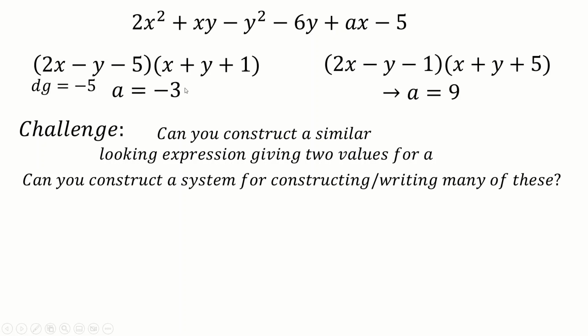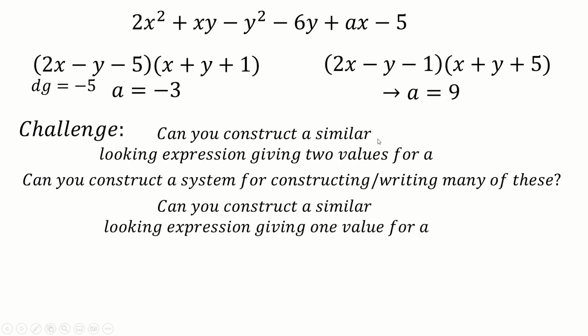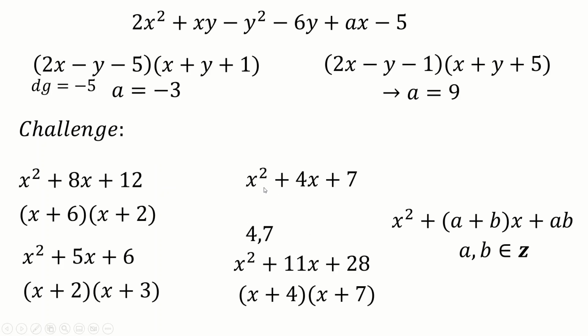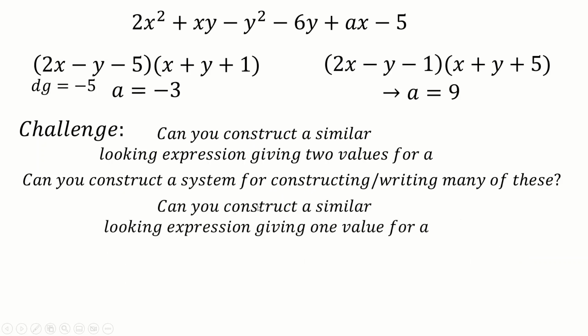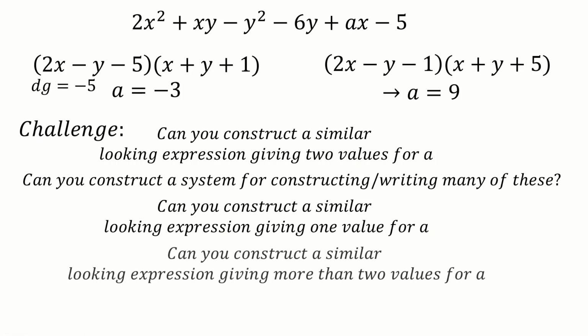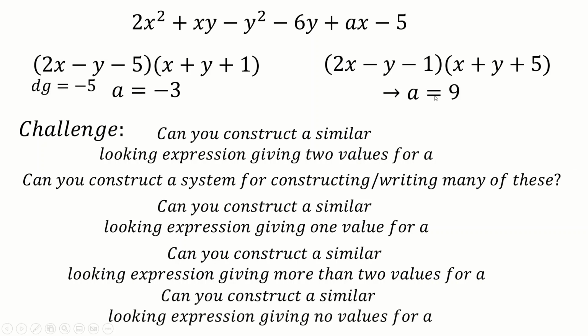Of course, you could change it up even more. You could say, what if I wanted to write an expression that only has 1 value of a? Just like you could try and get a year 8 to write an expression in which the 2 numbers they use are the same. It's a bit like that, right? Can you write an expression where there's only 1 unique value that actually works? Could you write one where there's more than 2 values for a? Or is 2 the limiting factor? Could you write a question where there are no values?